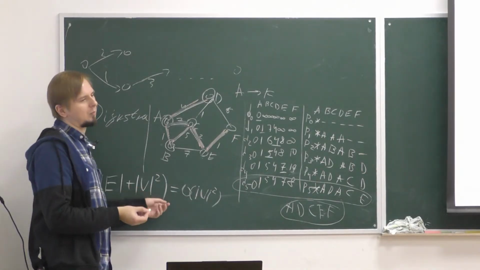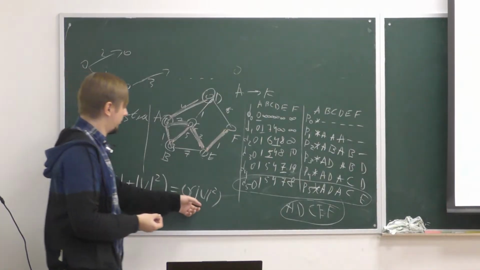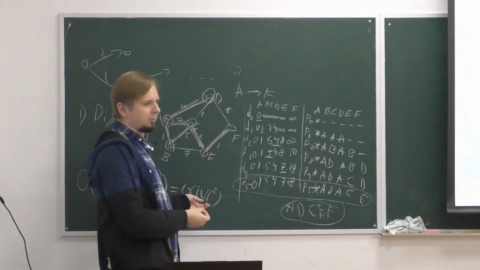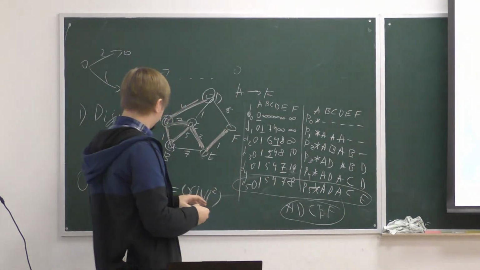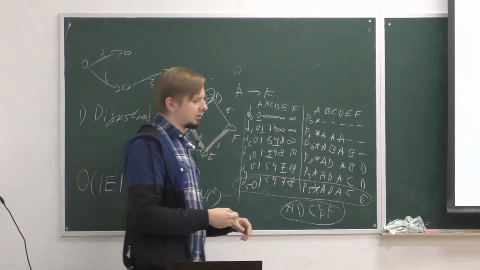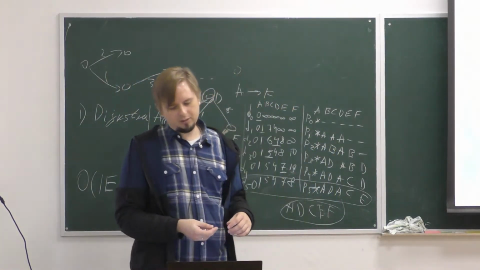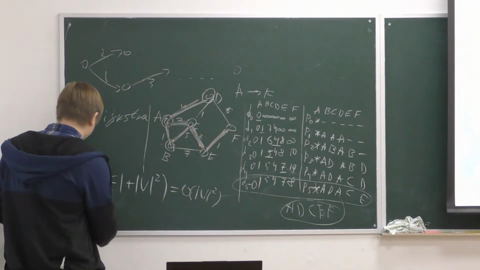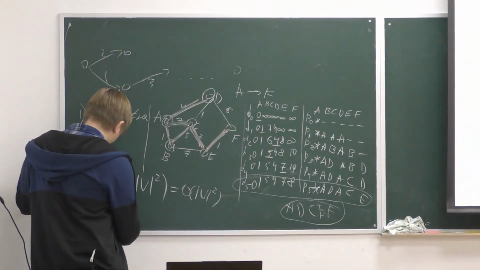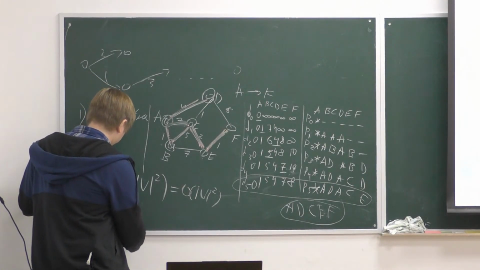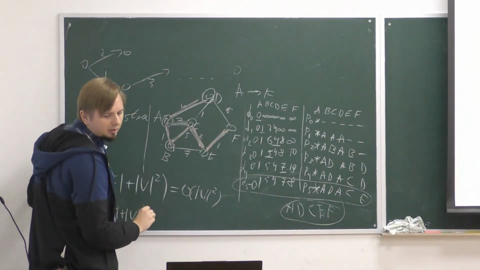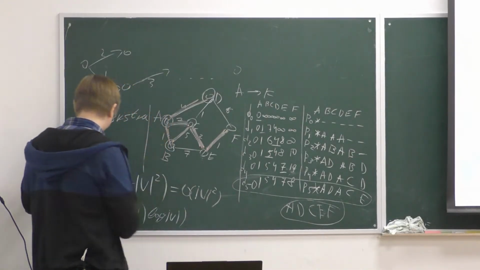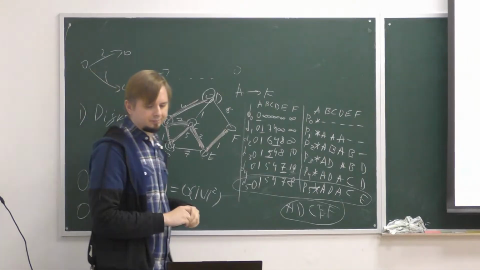Yes, because of the complete graph. In a complete graph the number of edges is v times (v minus 1) divided by 2. But using structures like a binary search tree or heap and so on, we can improve it to E plus v times log v.